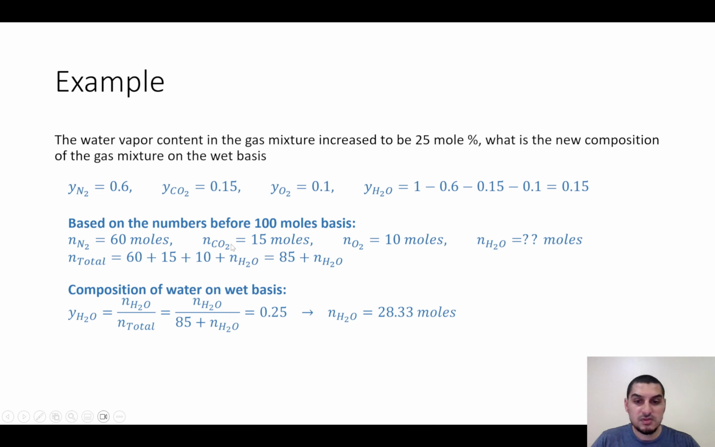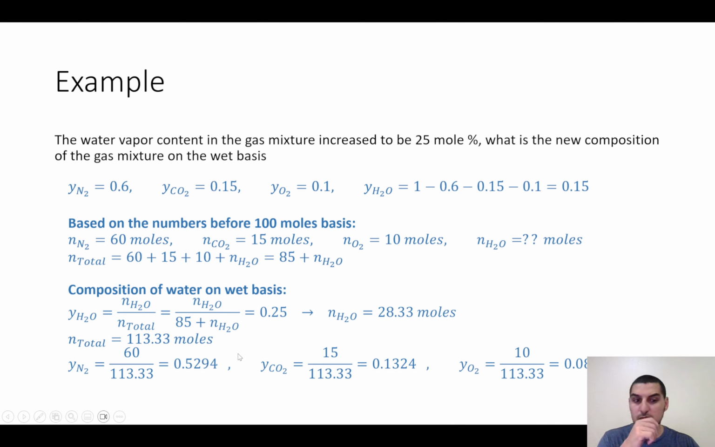And from this we now know the total number of moles, and we can divide each one of them by the total number of moles, and we can get the mole fraction of the component. There are other methods that you can use, but they're all going to do the same thing at the end. So that's it. This is all what I want to discuss in this video.